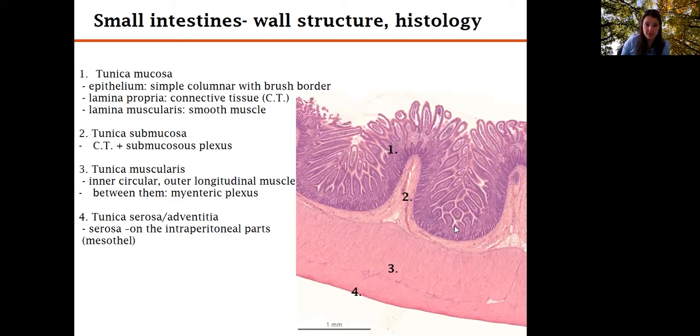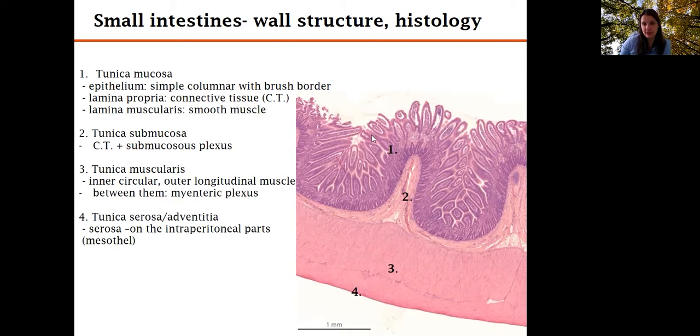So the first is the folds. A folded surface is always bigger than an unfolded, a straight one. Then the villi will function in a similar way. And on top of the villi, we have the surface epithelium, which is a simple columnar epithelium with brush border, so with microvilli. And these microvilli will further increase the surface.